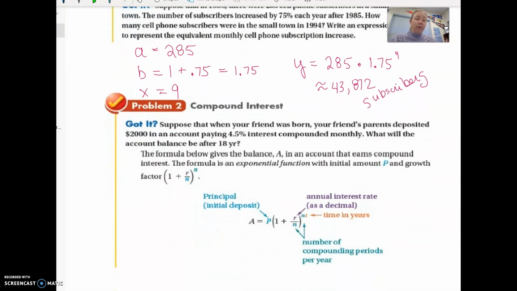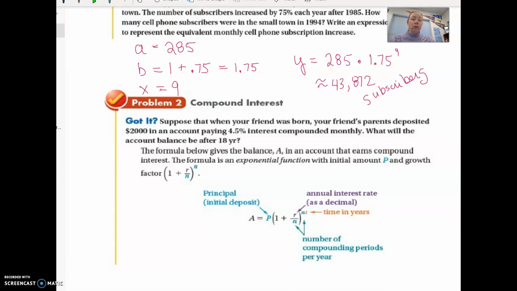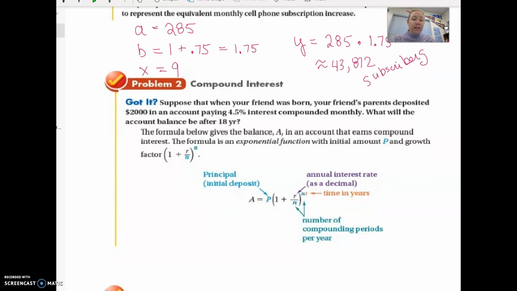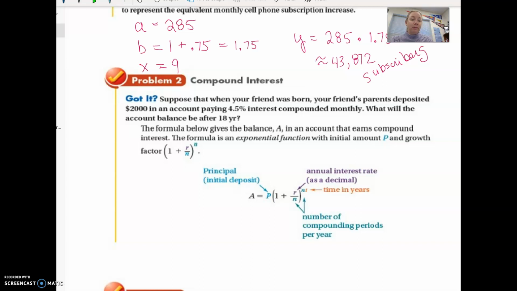Another type of exponential growth uses what we call the compound interest formula. It's pretty similar to this formula, except we have a little bit of difference here with the annual interest rate divided by the number of compounding periods. So in this problem, it says, suppose that when your friend was born, your friend's parents deposited $2,000 in an account that paid 4.5% interest compounded monthly.